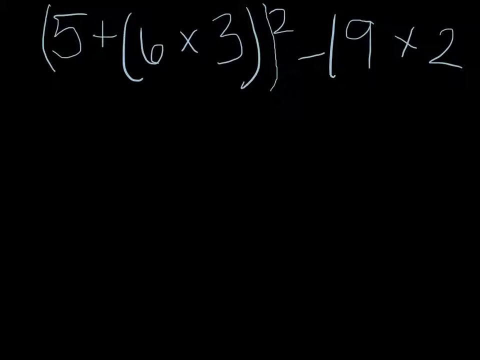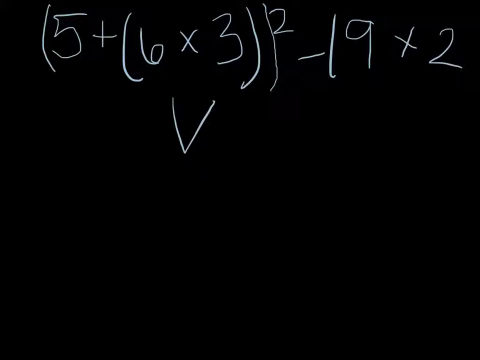Remember, the G in GEMS stands for grouping. If you look closely, you see 2 sets of parentheses in this problem. If you have 2 sets of parentheses, you start with the deepest, darkest parentheses first. So, 6 times 3 is what's inside the inside parentheses. So first we have to do 6 times 3.